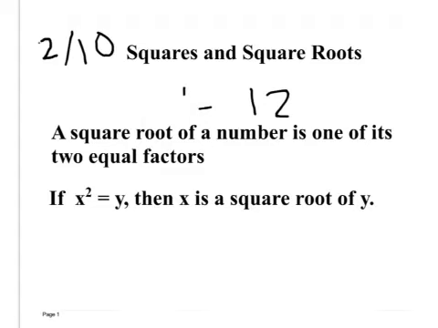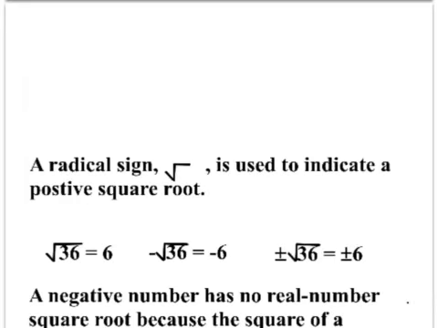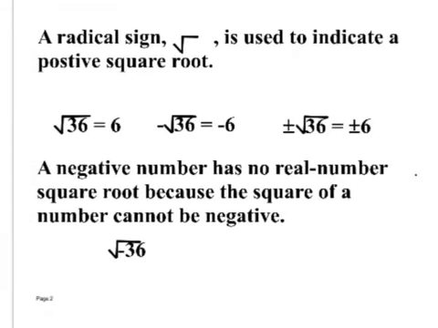So, if x squared equals y, then x is the square root of y. Okay? You need to write all this down. Radical sign. This is a radical sign right here. I will probably call it the square root sign, but the official term is a radical sign. It's used to indicate a positive square root.